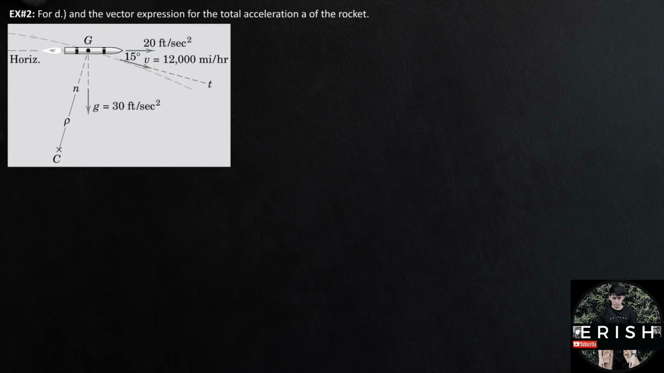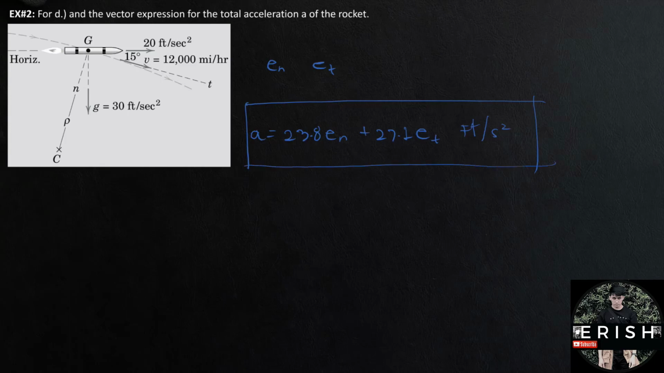Lastly, for letter D, the vector expression for the total acceleration of the rocket. Ngayon, with unit vectors na E normal at saka yung E tangential natin for the normal and tangential directions, respectively, the total acceleration becomes, sabi ko nga, kapag in terms of vector, ang magiging answer natin for the total acceleration ay A is equal to 23.8 E normal plus 27.1 E tangential feet per second square. Ito na yung magiging sagot natin for the total acceleration in terms of vector expression, yung E normal and E tangential natin for the normal and tangential components. This is the letter D for example number 2.